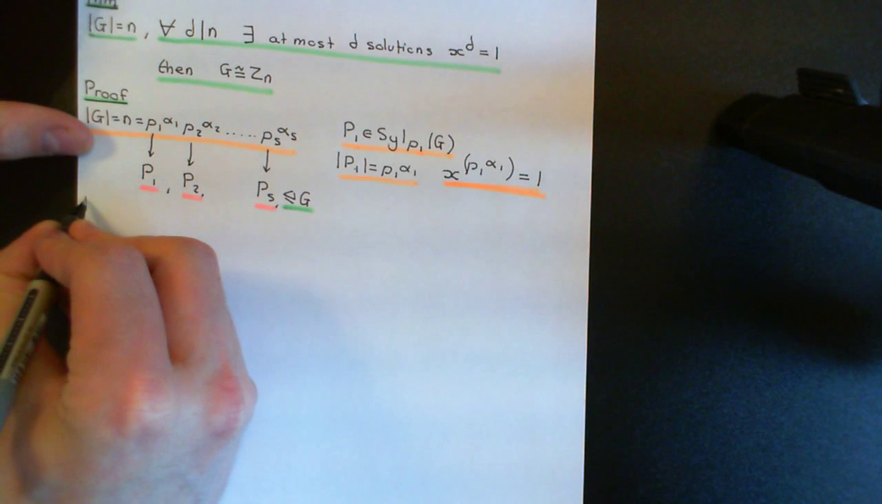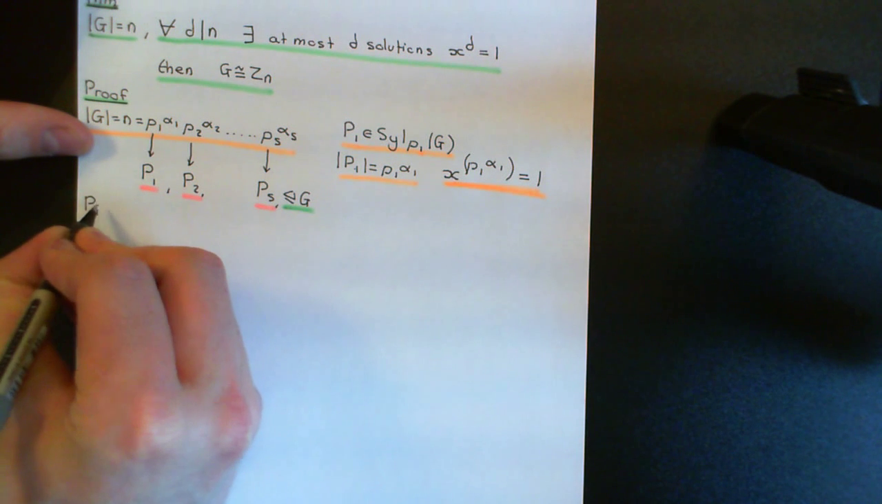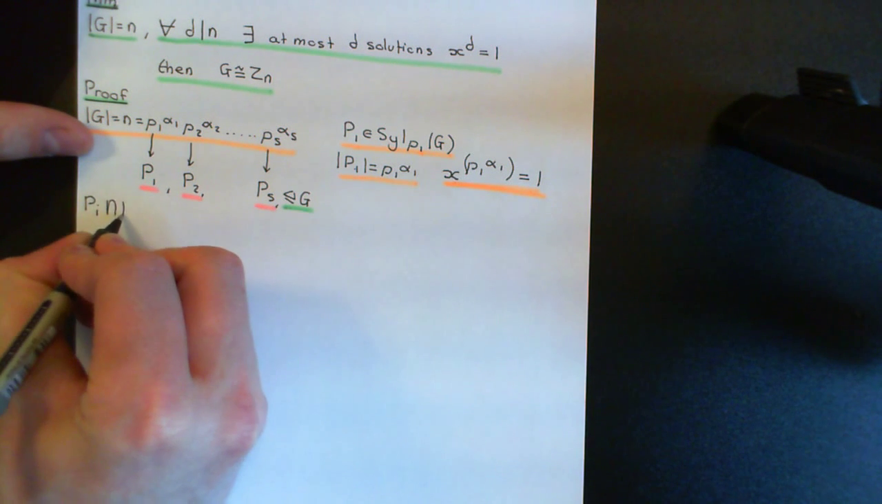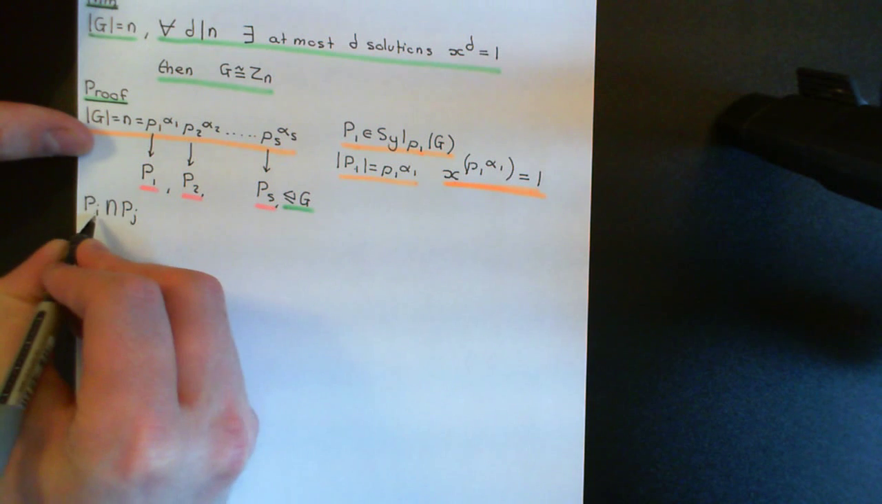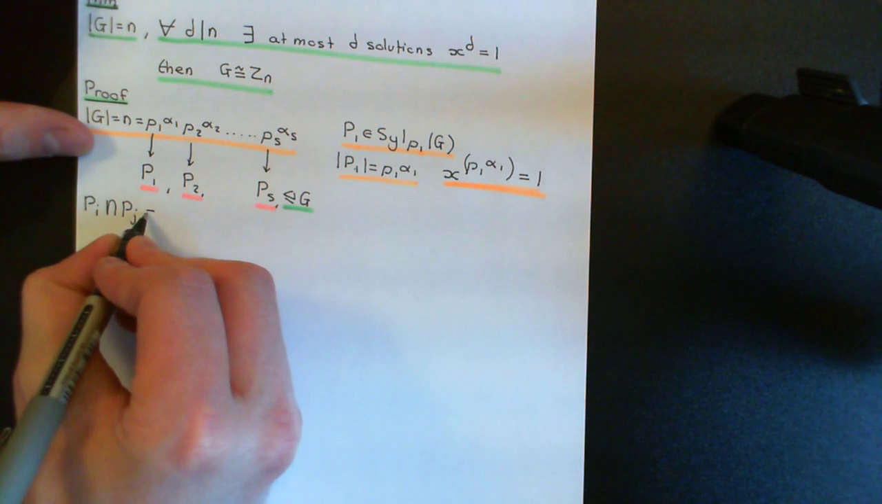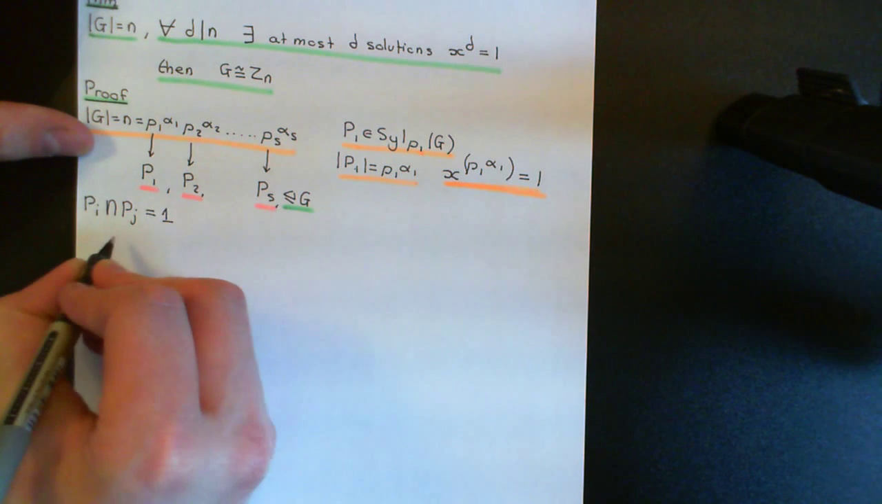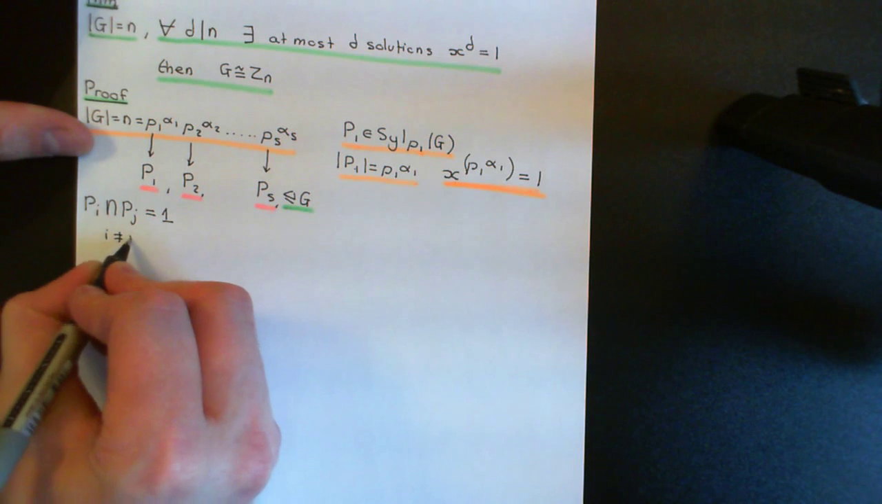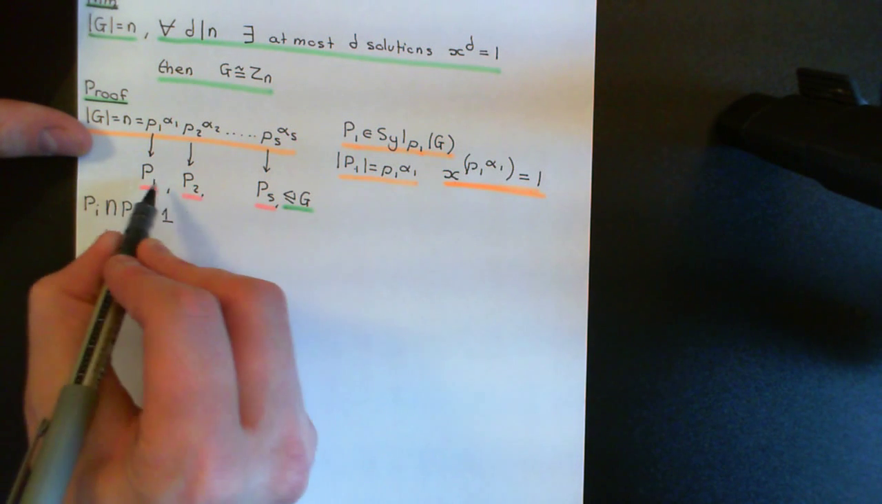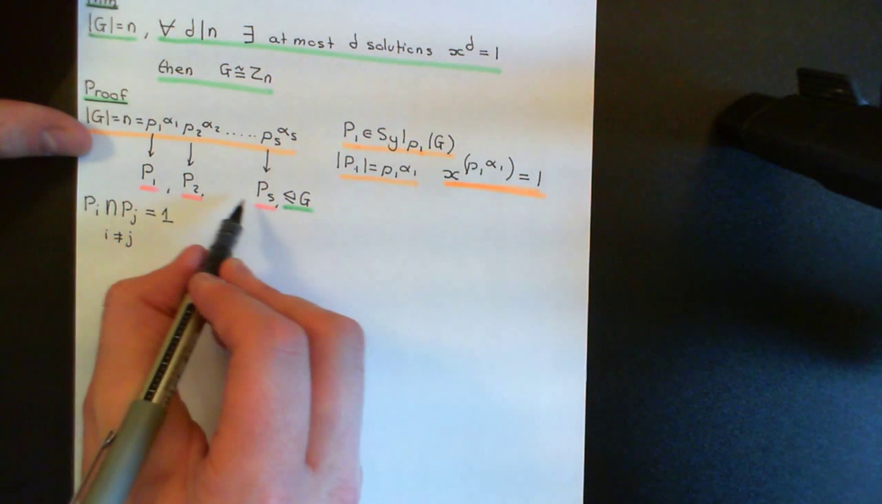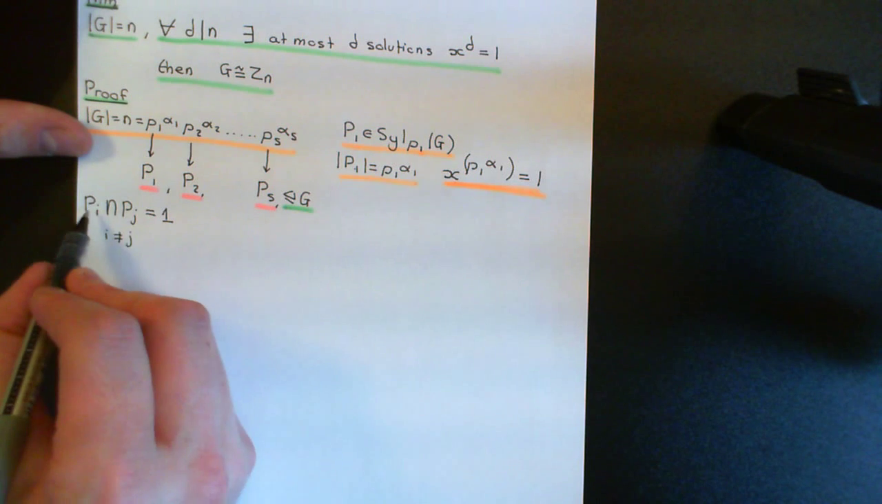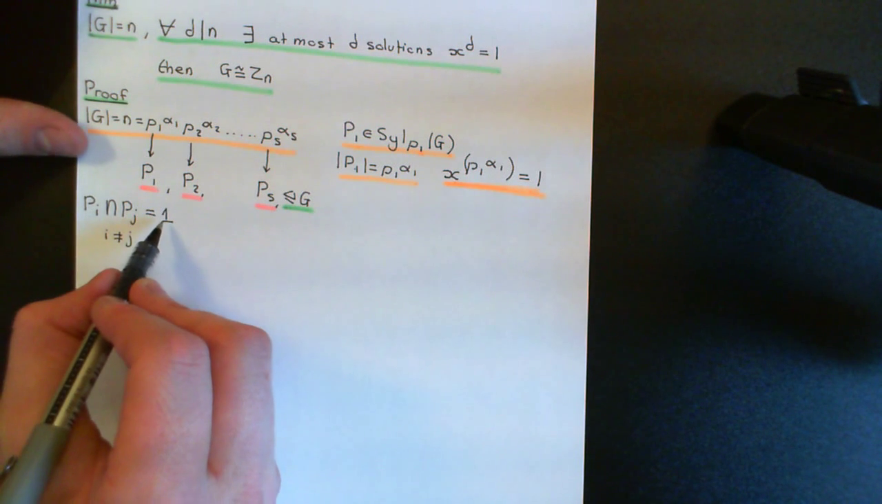The intersection of these Sylow p subgroups. If I take one and intersect it with another, so Pi intersect Pj is going to equal the trivial subgroup if i is not equal to j. So if you take any two of these Sylow subgroups and intersect the two of them together, you must get the trivial subgroup.